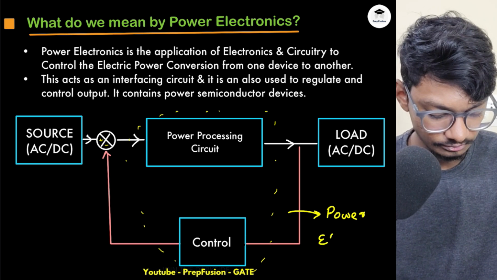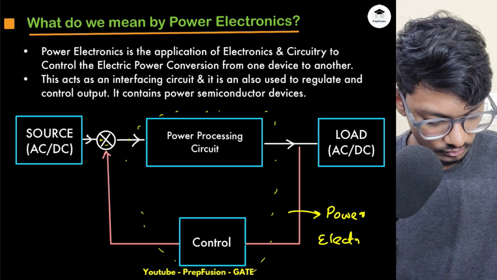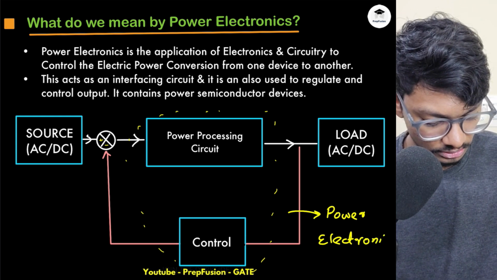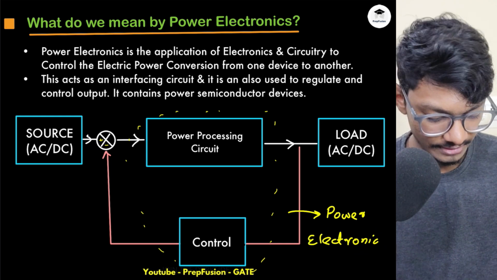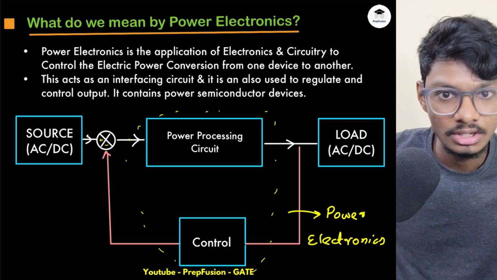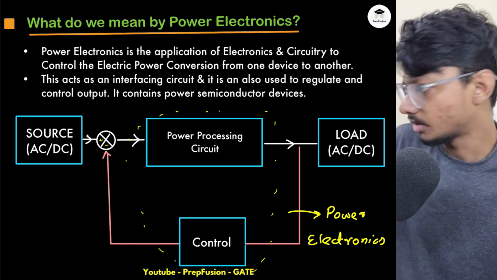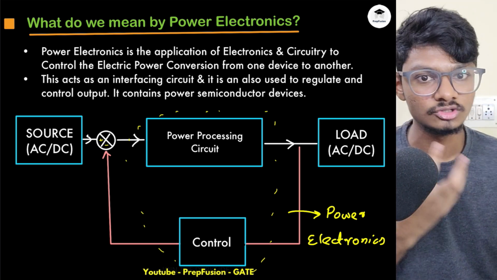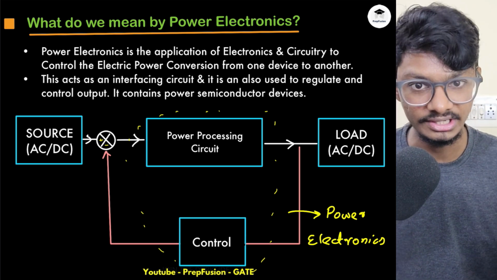Let's take an example. The example is our mobile charger. If you observe carefully, in our smartphones there is a battery which is lithium ion, and it takes DC current. But our source, this switch, whatever supply we get is AC supply. So obviously I can't give AC to my phone battery. That will just damage my device.